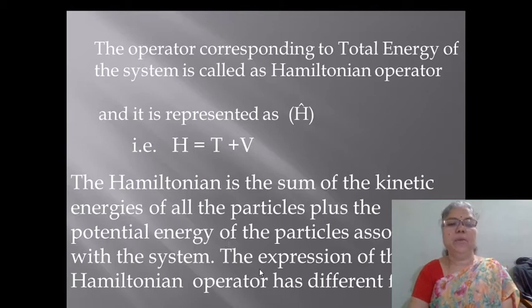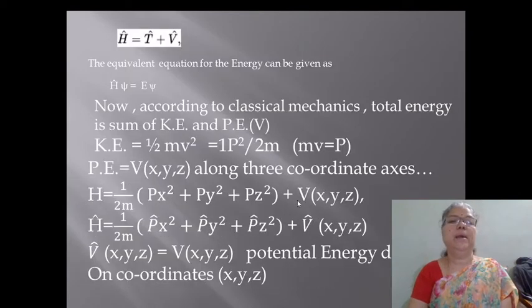The expression of the Hamiltonian operator has different forms. We see here the Hamiltonian operator written as operator H equals kinetic energy operator plus potential energy operator, and the equivalent equation for the energy can be given as operator H into psi equals E into psi, where psi is a wave function. I will explain the significance of this psi.